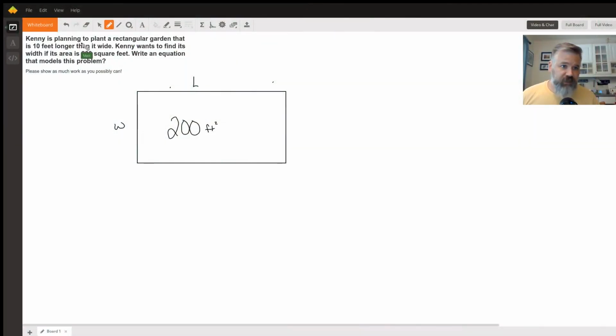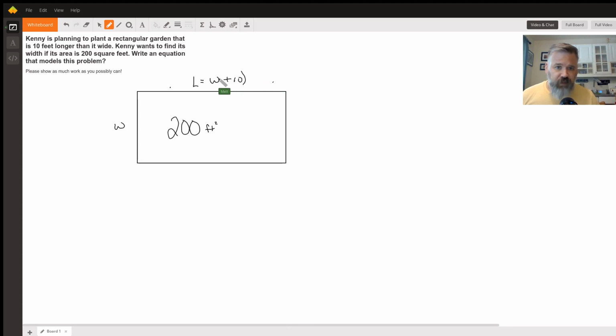Solve this problem. It says Kenny is planning to plant a rectangular garden. So I drew a little rectangular garden here, 10 feet longer than it is wide. So here's the width, here's the length. The length is going to actually be the width plus 10.